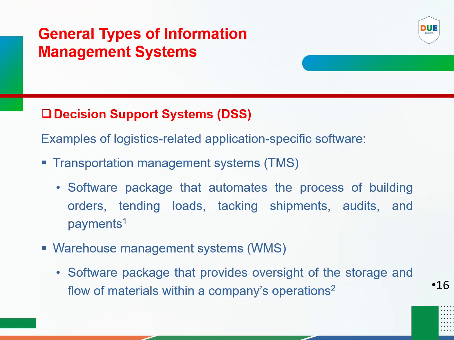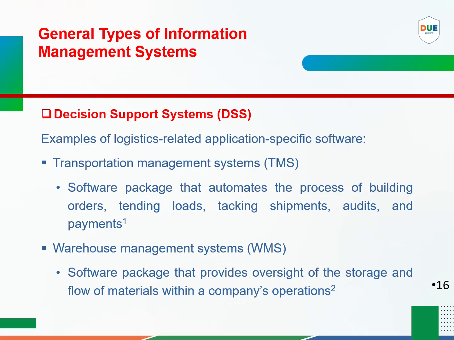Here we look at 2 important examples of logistics-related application-specific DSS: Transportation Management Systems, TMS, and Warehouse Management Systems, WMS. A TMS is a software package that automates and supports key transport activities. It can help build loads, select carriers, tender loads, track shipments, and audit and pay freight bills. By using a TMS, companies can consolidate shipments, reduce empty miles, improve routing, and gain better visibility into transport performance. Many firms report significant reductions in transportation costs and improvements in service reliability after implementing a TMS.